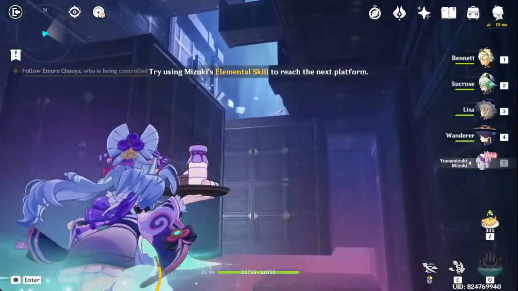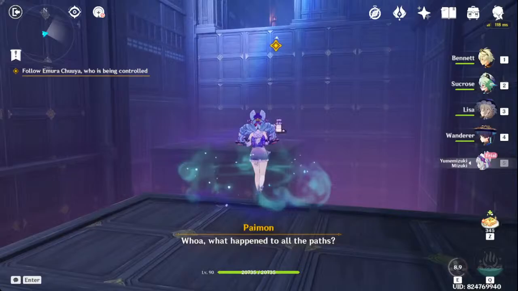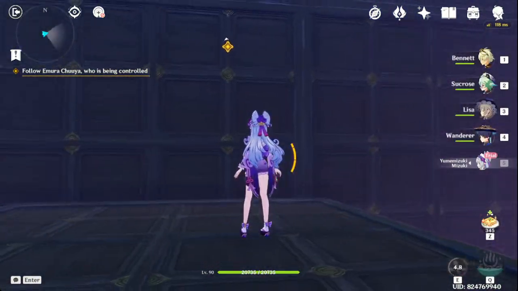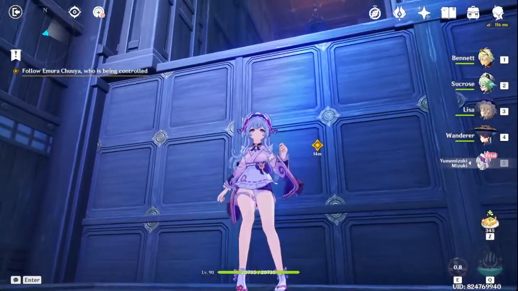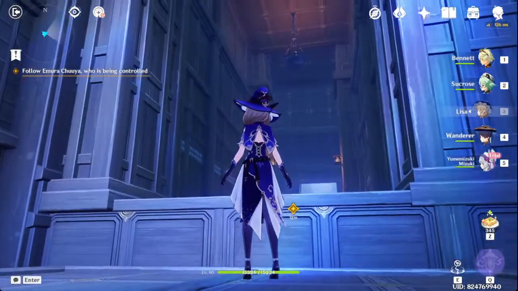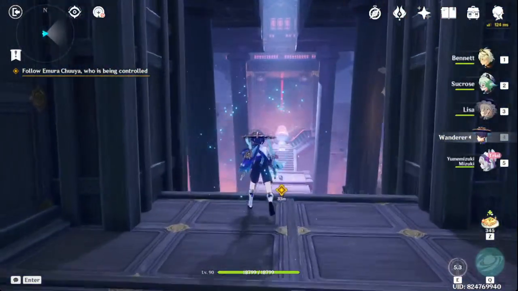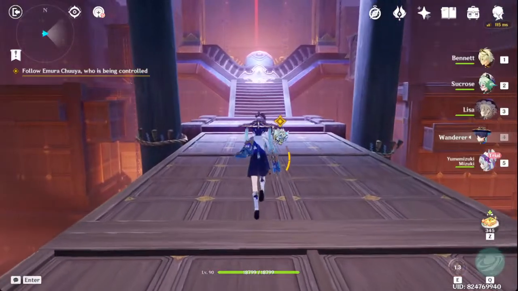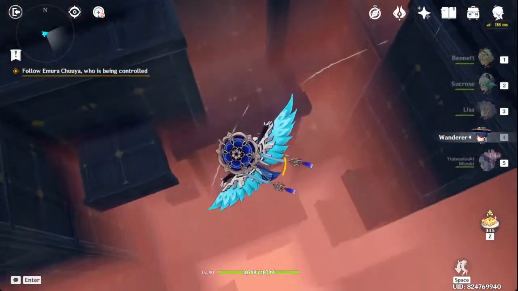Turn that frown upside down. There he is! Right there! Whoa! What happened to all the pants? He's repressing his emotions even harder. The wind rises. There! He's got nowhere left to run! Whoa! What's happening to the ground? Watch out!